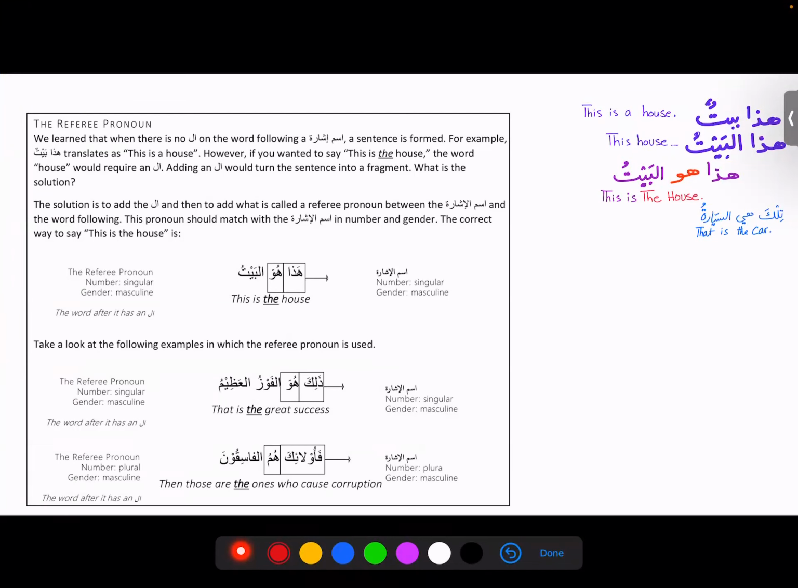So the referee pronoun, sometimes in our jumla ismiya, we are going to see a pronoun in it, which is coming between ism ishara and musharun ilay. So what is the purpose of this pronoun basically? We learned that when there is no al on the word following an ism ishara, then it is a sentence, right? For example, when I say haza baytun, after haza we do not have al over here. So that means this is a house, right? Baytun. So now it is making a sentence, and we are going to say this is a house.